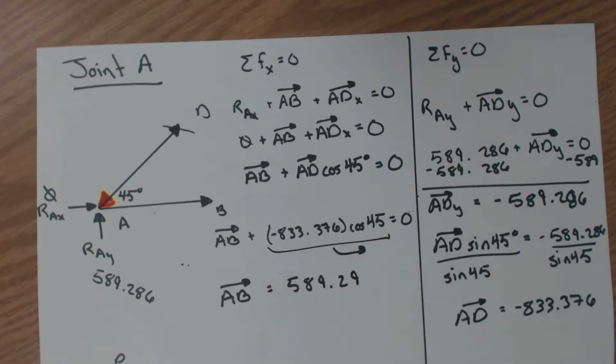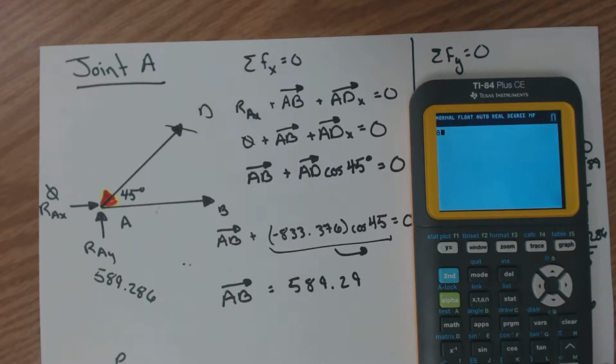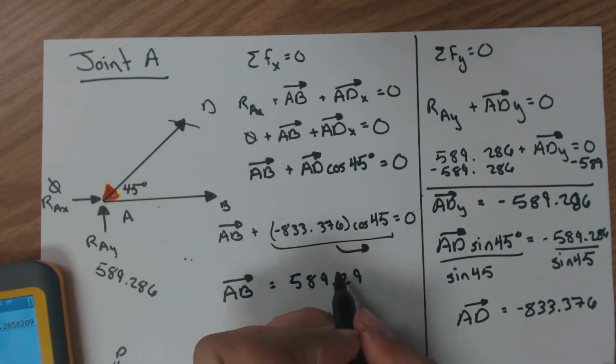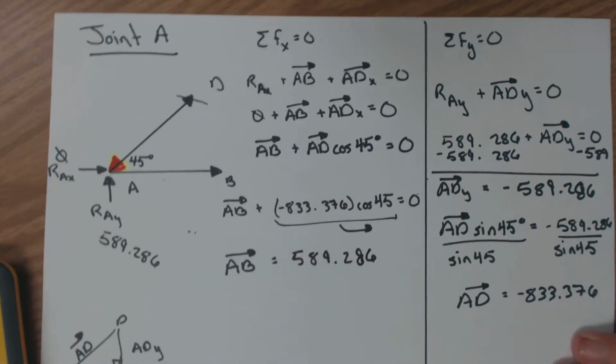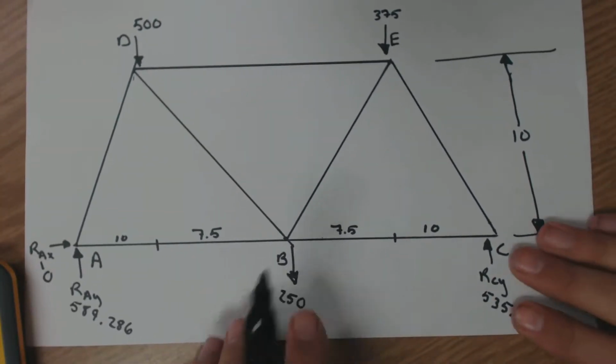589.29. Oh, I actually should check that. My answer key doesn't go out to the thousandths. 833.376 times cosine 45. And that is actually an 8.6. Now I have both of these vectors. I suggest we update this paper.